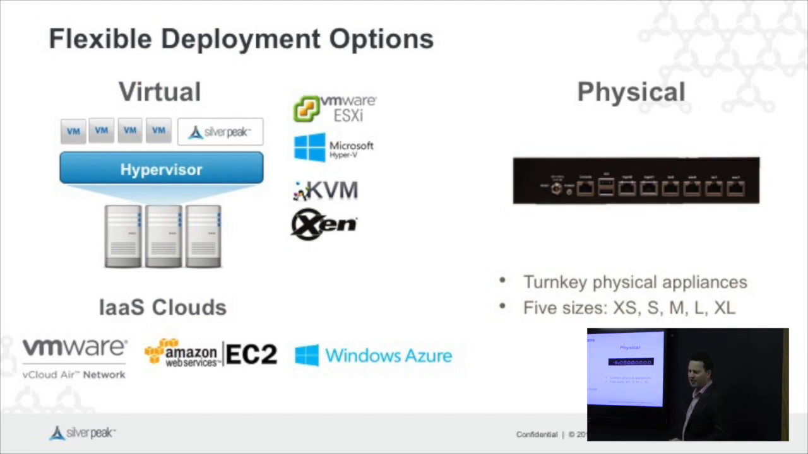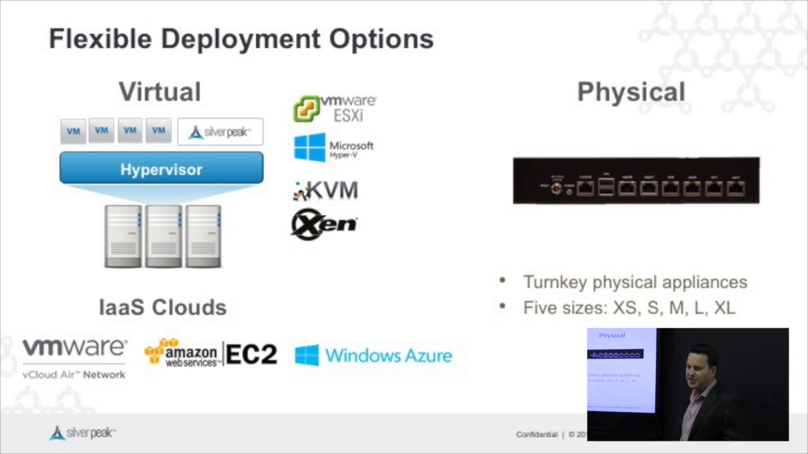So in terms of the product, we have virtual and physical endpoints. Think of those as the data plane. So we support all hypervisors. We have AWS versions that run up to 5 gigabits per second, so very high throughput in cloud. And today, we typically deploy about 50-50 with each one of these in terms of the POCs.